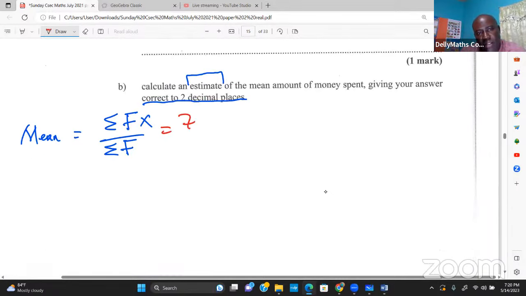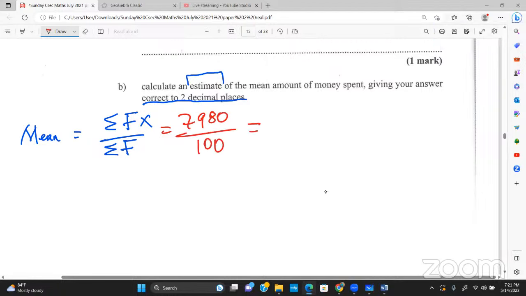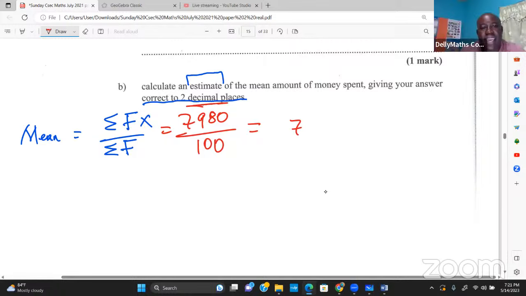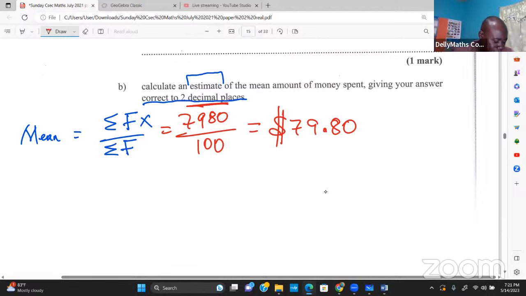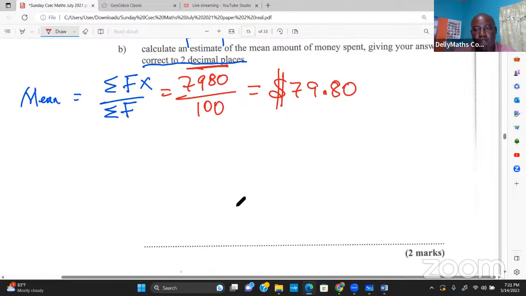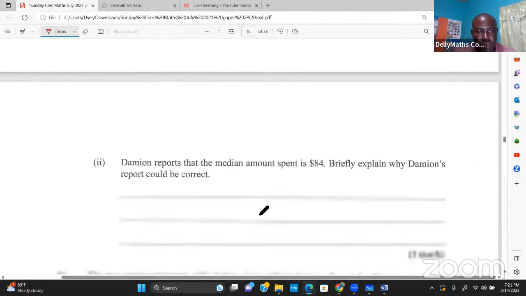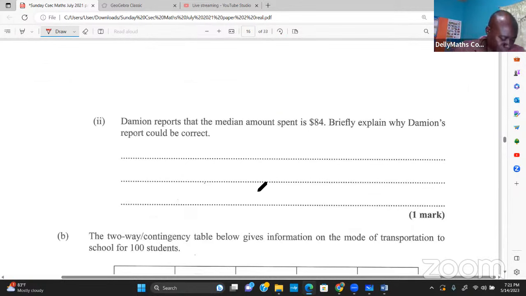So 7,980 divided by 100. And it's automatically 79.8. But what did they say? Check that out. Do not leave it like that. It's money. If they put 79.8 alone, it isn't a problem because they did say two decimal places. All right. So we're gonna put that $79.80, money. Right? There we go. Very good. Good working. Let's continue seeing what the questions are about.